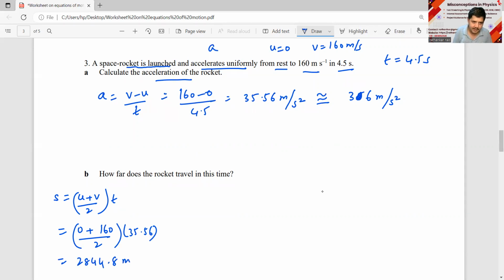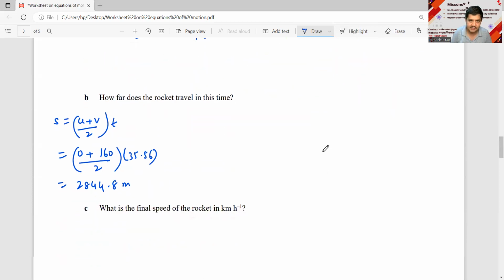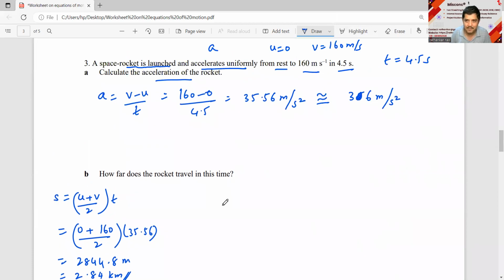2844.8 meters. In other words, how much is this? This should now be equal to 2.84 kilometers. Very short distance here. What is this? 2.84 kilometers only it moves. Nothing great. Are we doing it correctly? No, we're not doing it correctly. Why is it not correct? Because you see, I have substituted the incorrect value here.